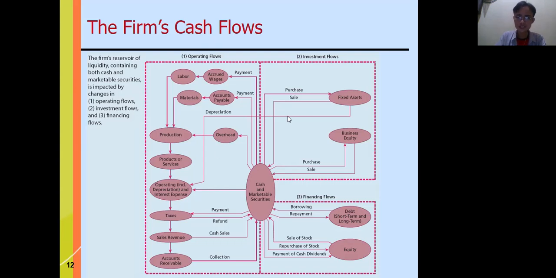And then moving on, we also have financing. If operating would focus on current assets and current liabilities, meaning changes in working capital, and investing would focus on changes in non-current assets or long-term assets, financing flows would focus on our non-current liabilities and our equity changes. So that's why we can see here for borrowing and repayment, we have long-term debt.